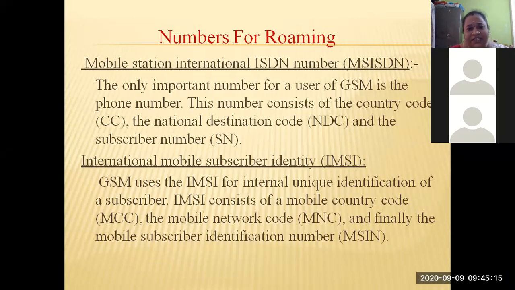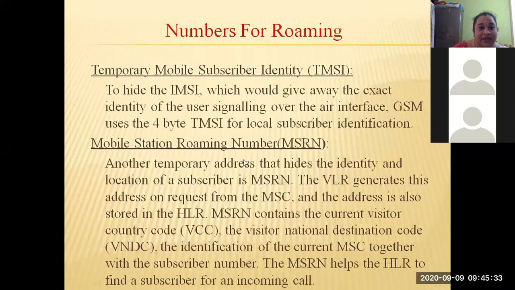That is the mobile station international ISDN number and the international mobile subscriber identity. This is for unique identification of the subscriber, consisting of the internal subcodes called the mobile country code, the mobile network code MNC, and finally the mobile subscriber identification number MSIN. Sorry, MSIN. And another number is the temporary mobile subscriber identity, which will be denoted by the VLR. We know about this. That is TMSI, temporary mobile subscriber identity.